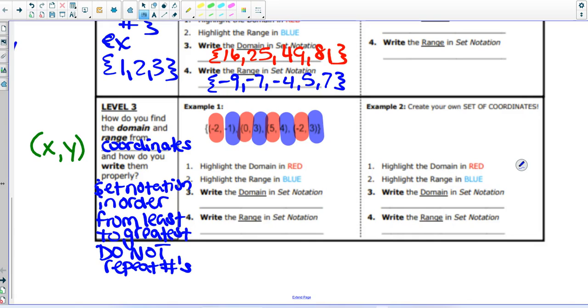Now I'm going to write all of my domain. And again, they want this from least to greatest. -2 is listed twice, but I don't have to write it twice, just one time. 0 and 5. That is all of my domain. And my range is -1. 3 is listed twice. I only have to write it one time, and 4.